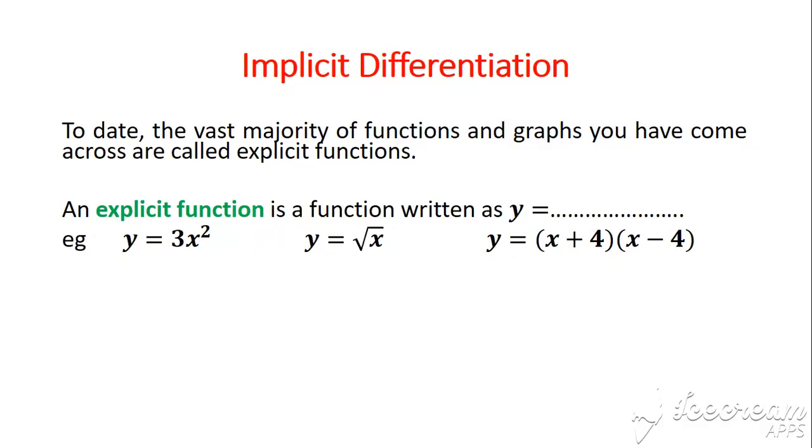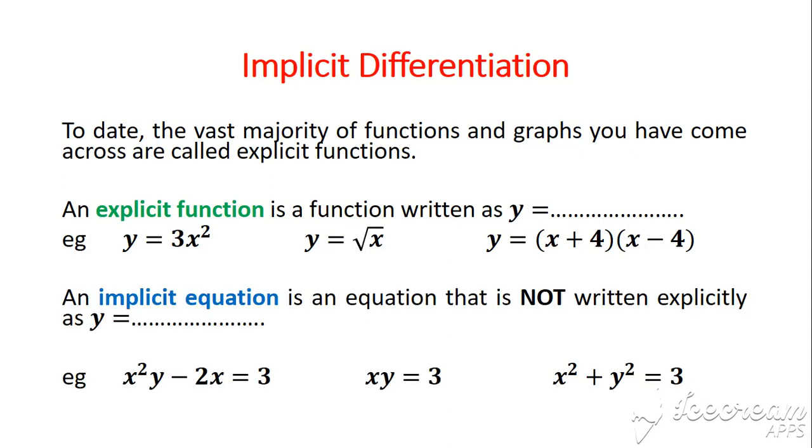Today, the vast majority of functions and graphs you've come across are called explicit functions. An explicit function is a function written as y equal to something. And here's some examples you've probably seen before. Now we're going to look at implicit equations, and these are equations that are not written explicitly as y equal to something. And here's some examples below. You've probably seen the two on the right-hand side in your work on level 2 graphs.